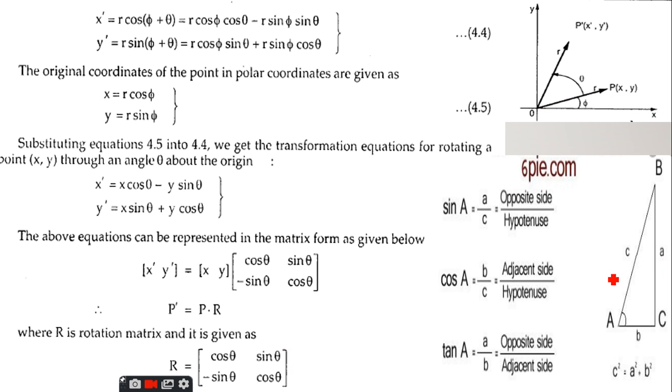Here first we have to find sin A. Sin A is equal to the opposite side divided by the hypotenuse. The opposite side is a, so a divided by c, and cos A is equal to b by c, that is adjacent divided by hypotenuse.